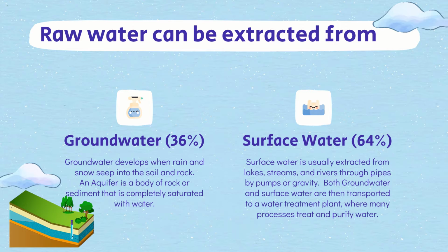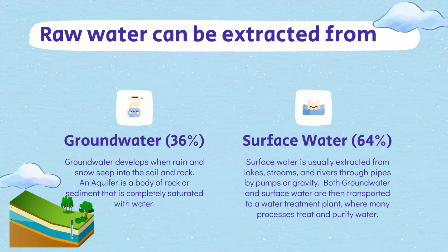An aquifer is a body of rock or sediment that is completely saturated with water. So basically, as we can see in the image, the water is inside the rocks and it can be extracted by poking holes in the ground. Next is surface water, which is responsible for 64% of raw water that is extracted. This type of water is usually extracted from lakes, streams, and rivers through pipes by pumps or gravity. So gravity is from a higher place to a lower place.